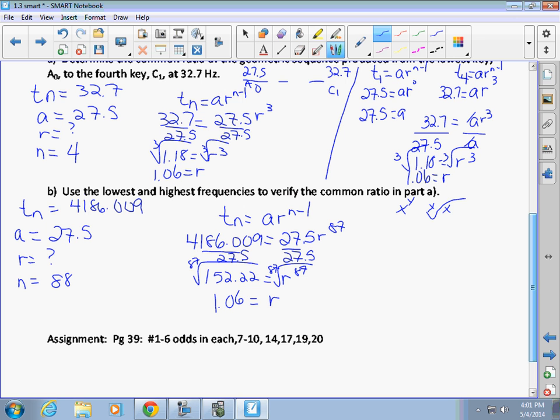So the key with the geometric sequence is to remember that you have to have a common ratio. To go up, you are multiplying by a common value, or if you're looking at it going from an eighth term to a first term, you're dividing by that common ratio. There's your assignment, and good luck.